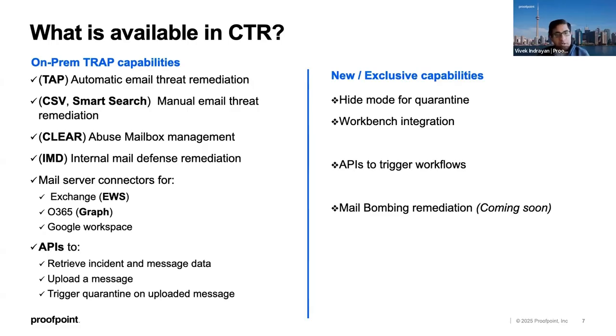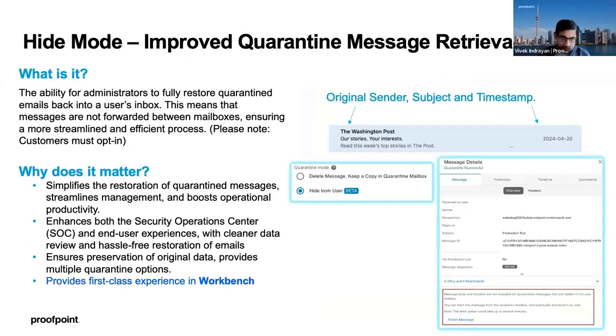So now let's actually spend time talking about each of these in some detail. Let's start with hide mode. So why did we build this, and what benefit does it give? If we go back a few years, because I'm sure all of you have been using TRAP for a while, the way the quarantine process works, when we know that a message has to be removed from the user's mailbox, we actually forwarded it to the quarantine mailbox, which is a pre-configured mailbox in TRAP.